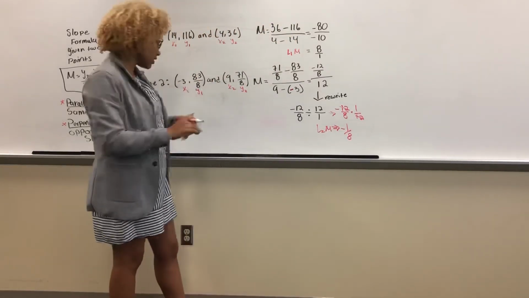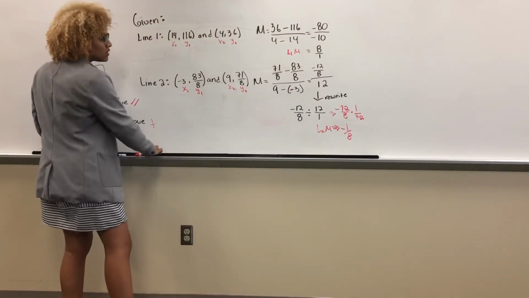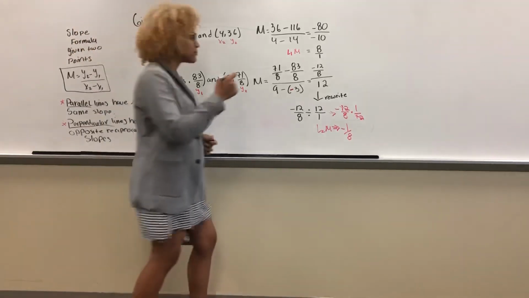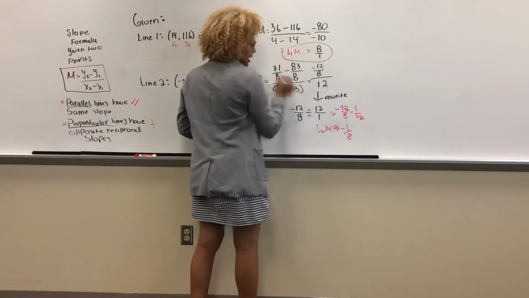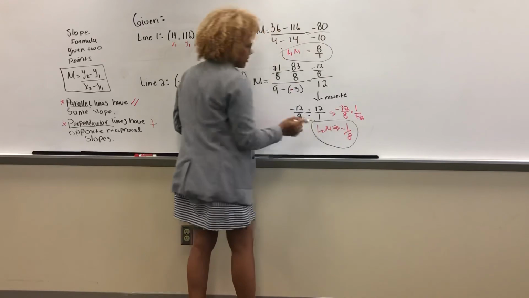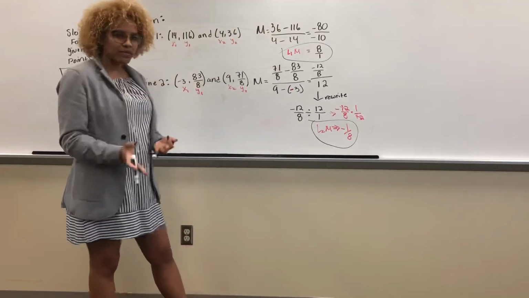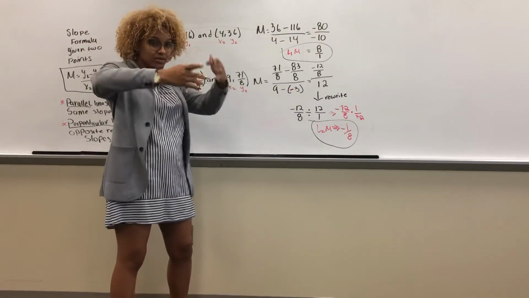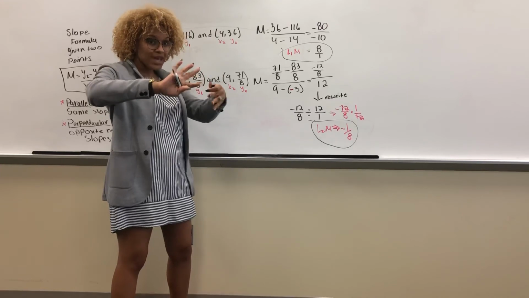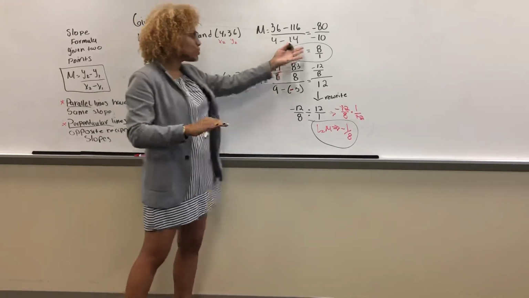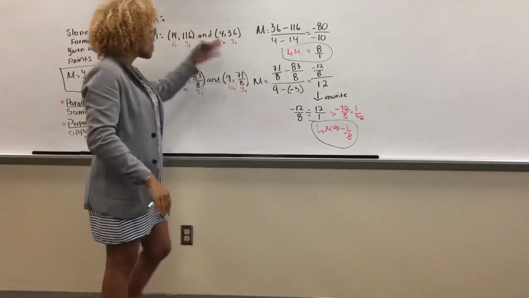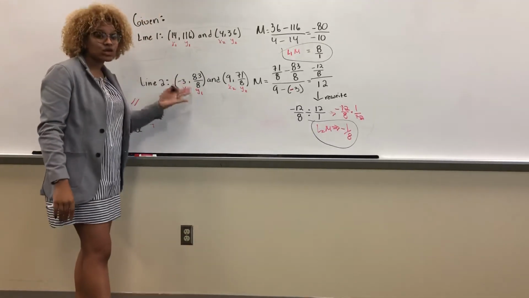Okay, now let's compare. Line 1 slope is positive 1 over 8, right? And line 2 slope is negative 1 over 8. They're flipped, right? They're reciprocal, and the sign is the opposite. One is positive, one is negative. Therefore, these are perpendicular lines.